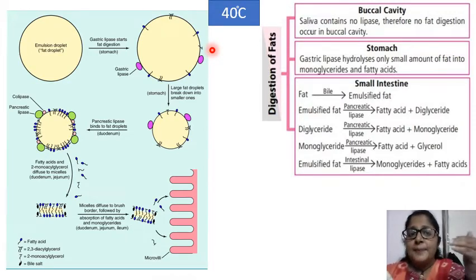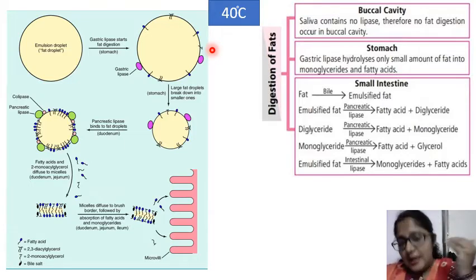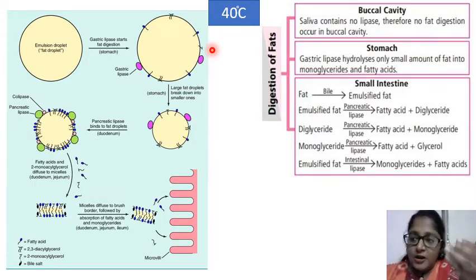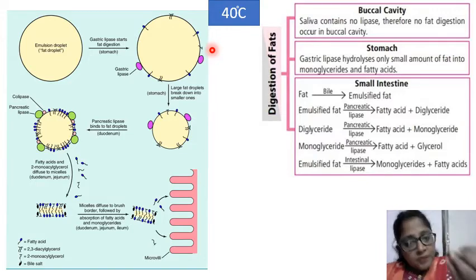This gastric lipase acts better in acidic medium, but it can also be denatured under the higher action or excessive action of the HCl. So if the acidity or the HCl action is too much, then the gastric lipase's function will be denatured. Okay, so it will break up to 1 molecule of glycerol and 3 molecules of fatty acid.